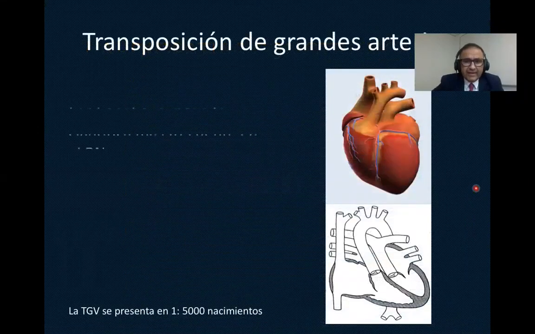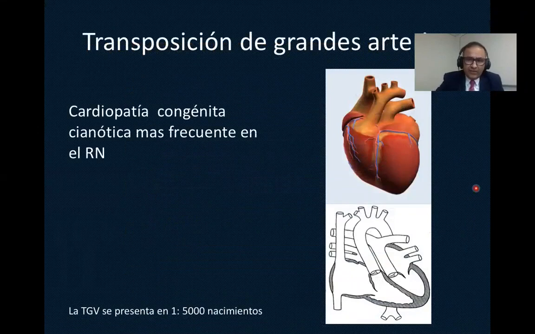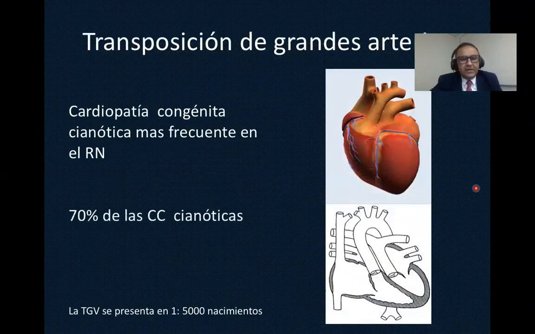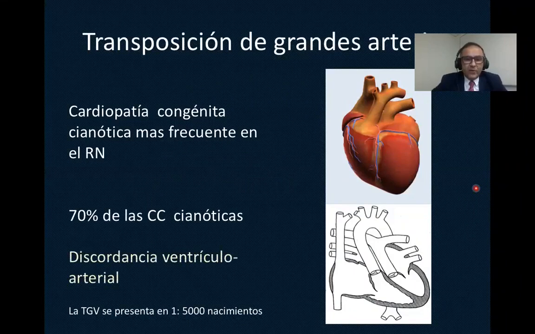Transposition of the great arteries is the single most common cyanotic congenital heart disease in newborn infants, and it accounts for approximately 70% of all cyanotic congenital heart diseases, with ventricular arterial discordance clearly present. Transposition of the great arteries occurs in approximately 1 out of every 5,000 live births.